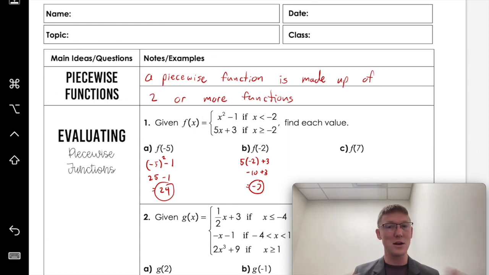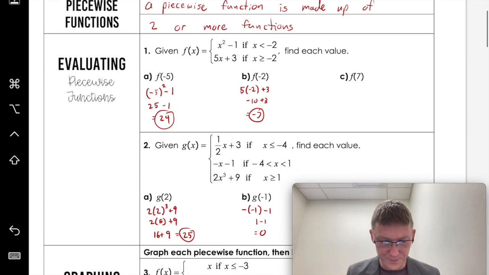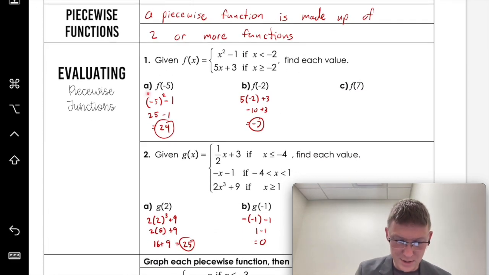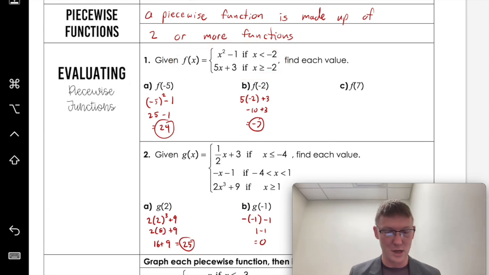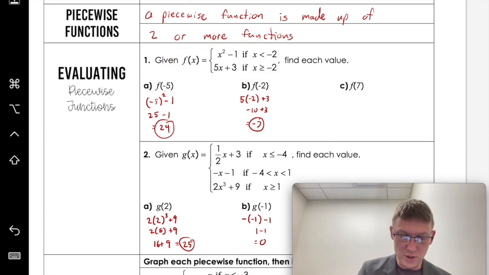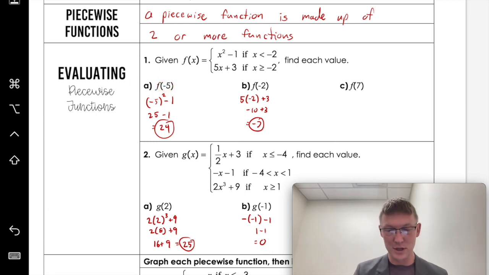Now, I'm going to tell you right now that it's an easy concept, but it can get pretty frustrating when we get into the weeds. But here we go. So our first example, we are just trying to evaluate this number in our f of x. Remember, our f of x has two different functions. So step one, we're trying to evaluate negative 5. We need to figure out which function to use. So is that negative 5 less than negative 2 or greater than or equal to negative 2?